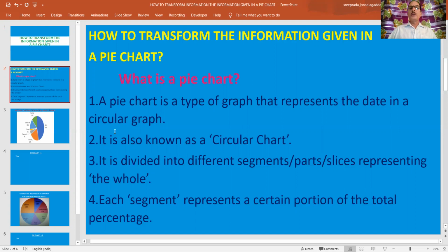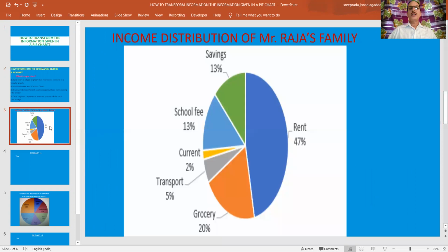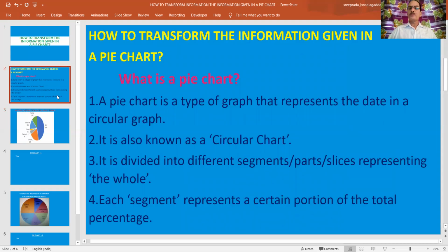A pie chart is divided into different segments, parts, or slices representing the whole. So, if you look at a pie chart, you understand that it is divided into some parts. Each part is called a segment or part or slice. And each part represents some percentage, and it gives information about some particular item. So this is what we have to understand.